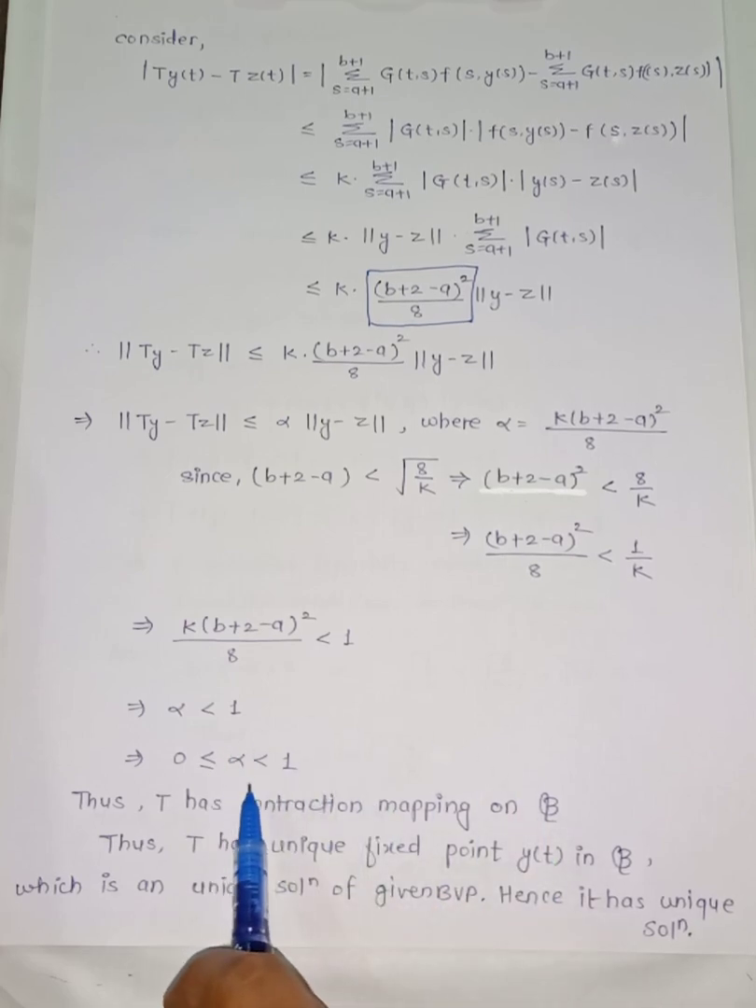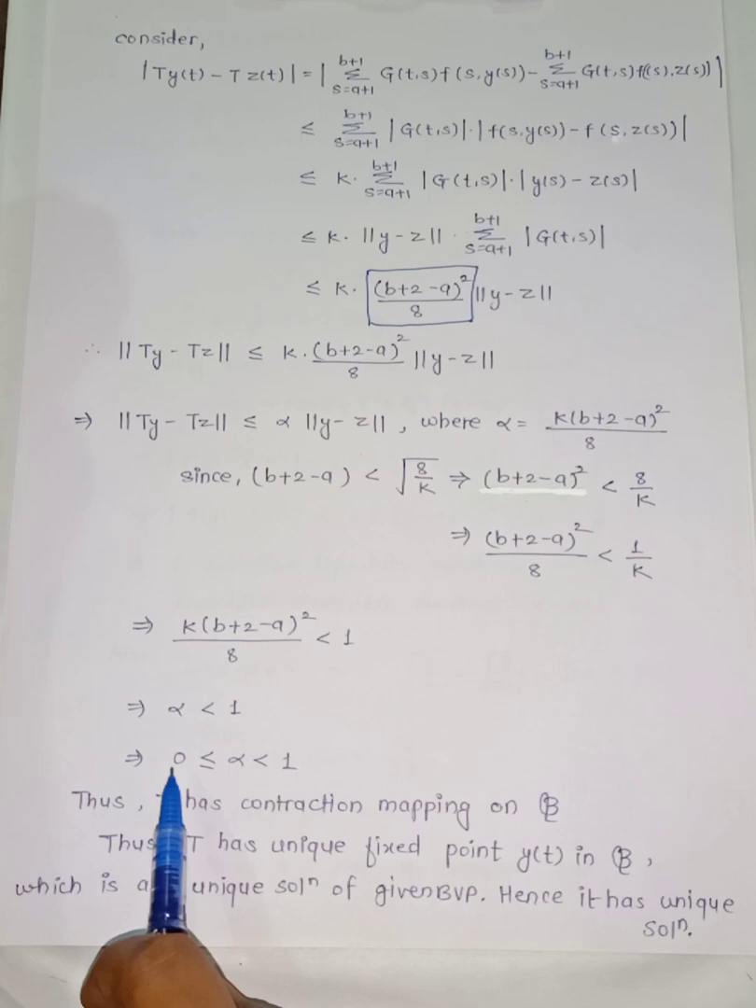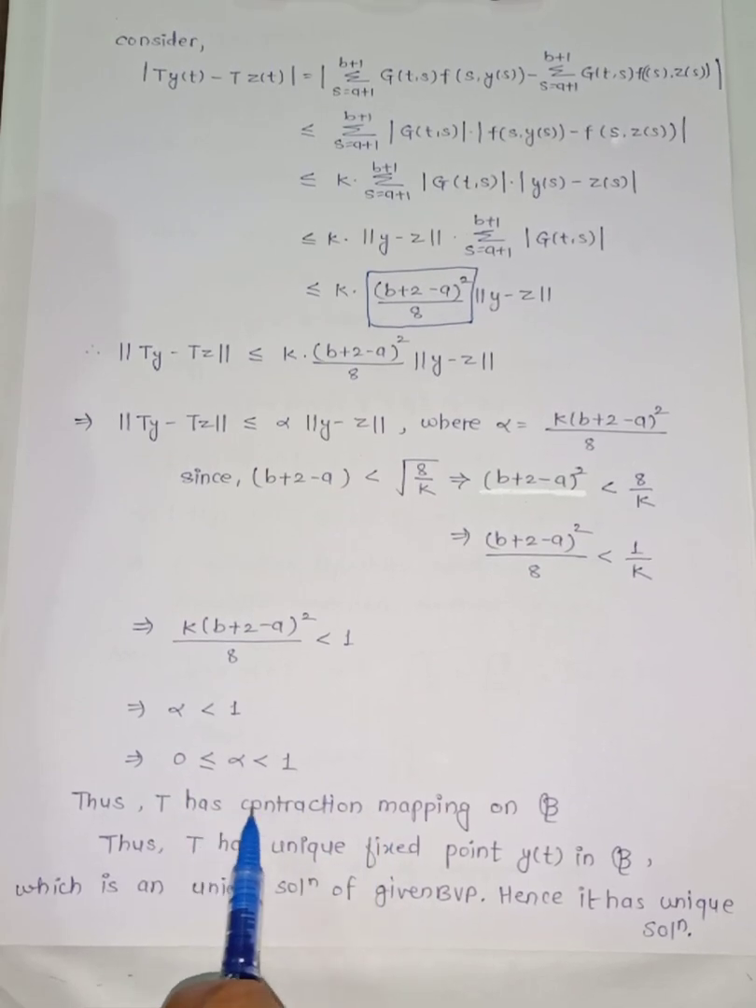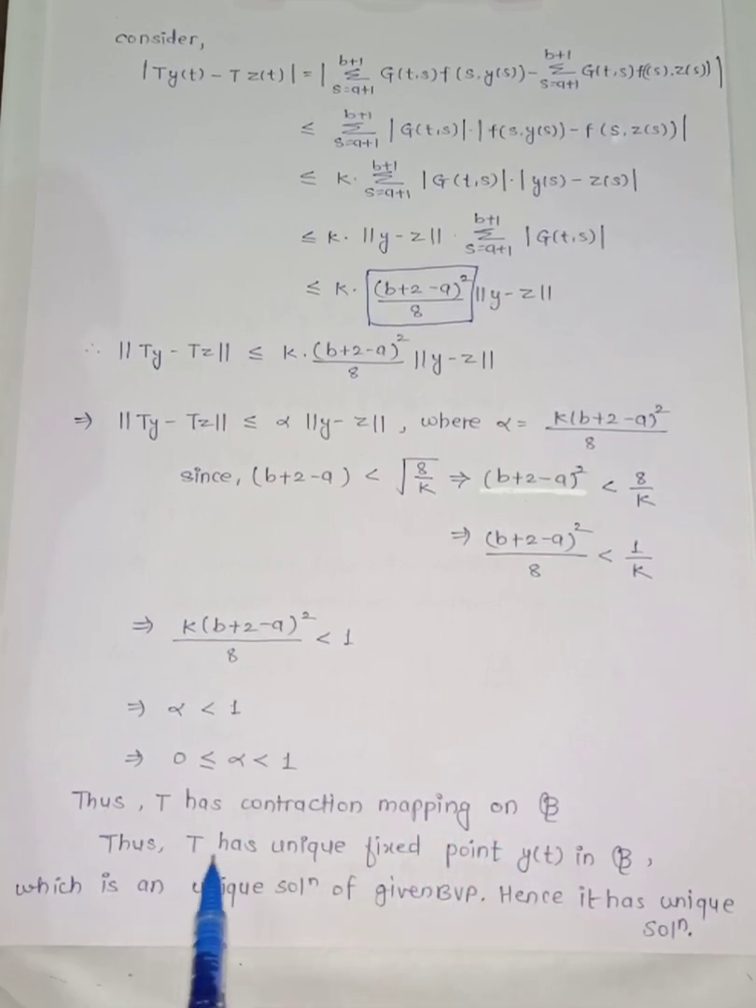ही कंडिशन कुठे पाहिली आपण? लास्ट व्हिडिओत जो theorem होता contraction mapping वरती, त्यात आपल्याला ही कंडिशन पाहायला मिळते. सो ही कंडिशन आहे contraction mapping ची. Therefore आपण म्हणू की T has a contraction mapping on the script B. Thus T has a unique fixed point.